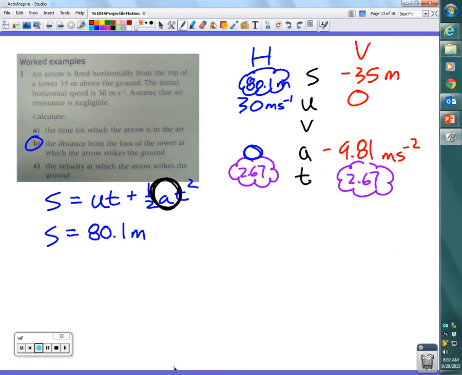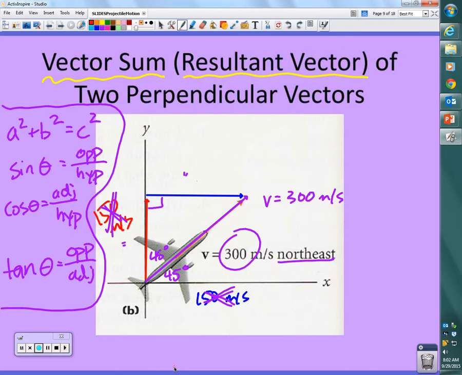And that got us into a discussion about the vector sum, or the resultant vector, of 2 perpendicular vectors. We are adding these vectors together, right? Using this plane as an example again, if we go northeast, we are adding the north motion of the plane and the easterly motion of the plane to get the resultant northeasterly motion. But when we add vectors together, it's not as easy as just adding the numbers. 300 isn't just 150 plus 150. That's not the way it works.